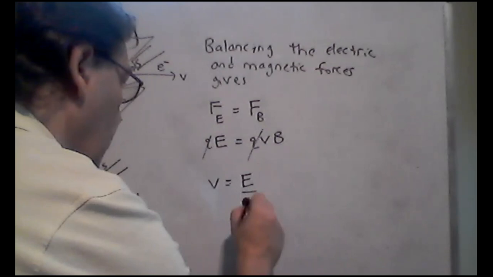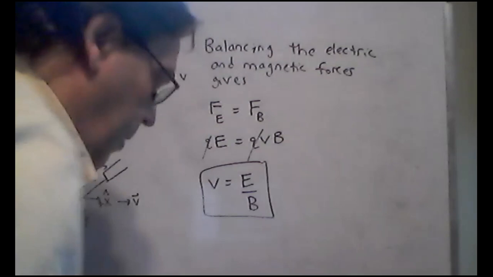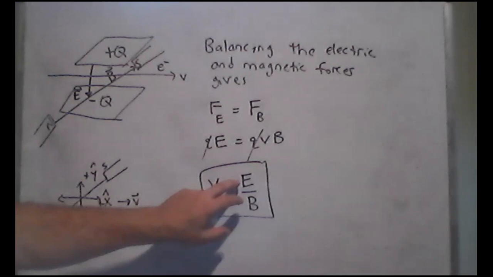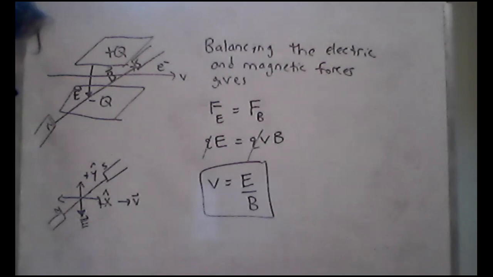Yeah, I can do that with Thompson's experiment. I can figure out the velocity of the electron by, I can figure out the magnetic field, and I can control the electric field by varying the potential. That's very easy to do. All right.